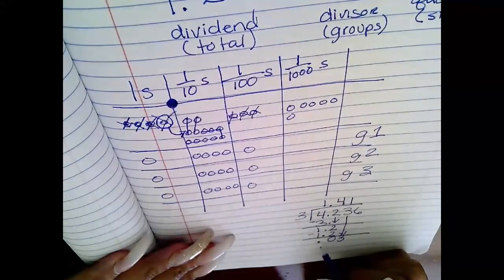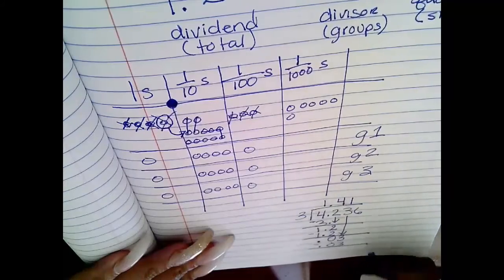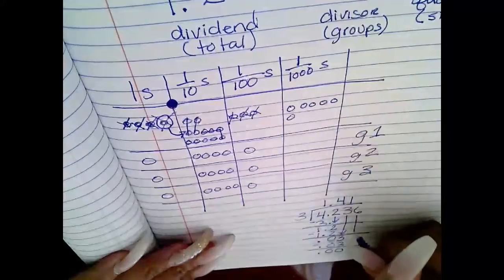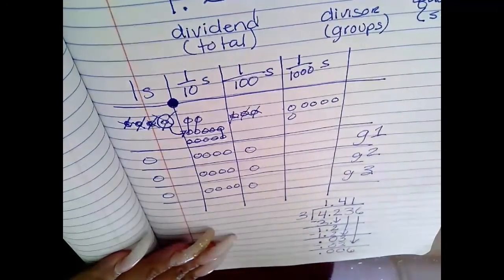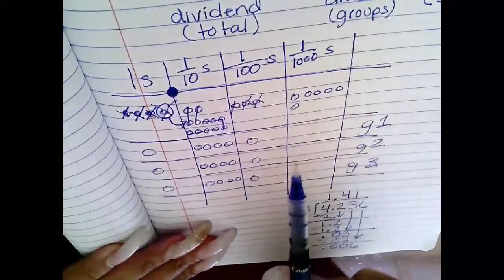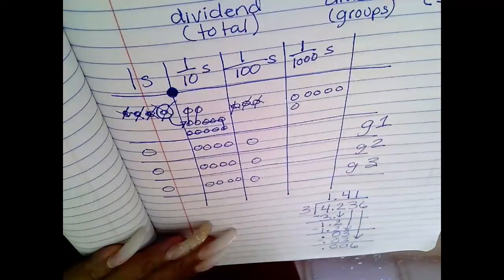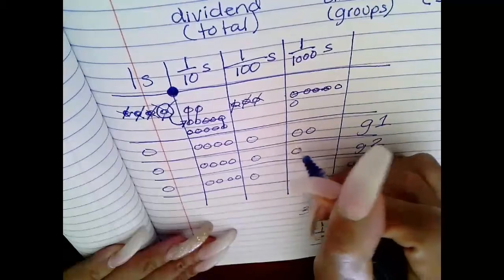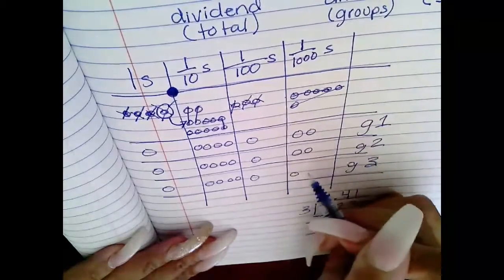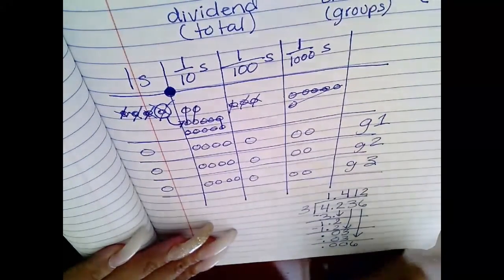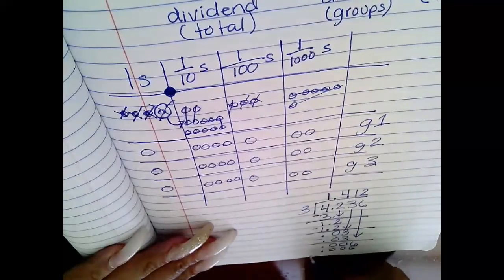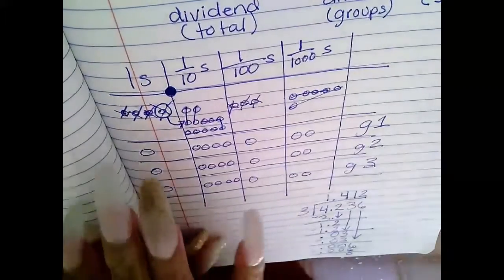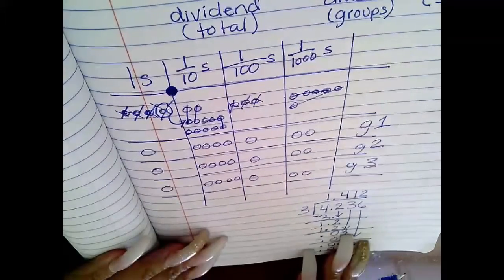Did I use all of my hundredths? Yes, I did. There are no hundredths left. I have 6 thousandths. How many thousandths will each group get? That's right. Each group gets 2 of those 6 thousandths. Nothing is remaining. Here's how we connect place value discs to the standard algorithm.